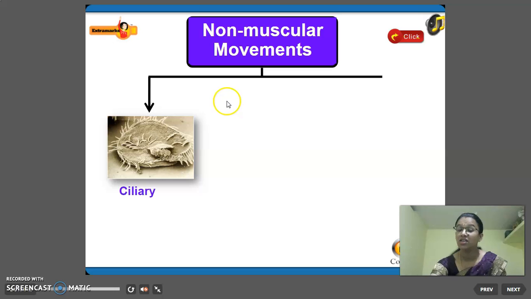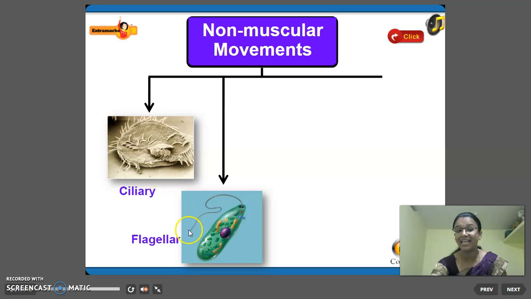Look at here. Non-muscular movement. The first one is ciliary movement. I told you about cilia. And then what is the second type? Flagella. This is euglena, children. Euglena is also a single-celled organism. This is called flagella. We have one thread-like structure in front, right? This is called flagella. This euglena uses this flagella to move from one place to another. This is called flagellar movement.